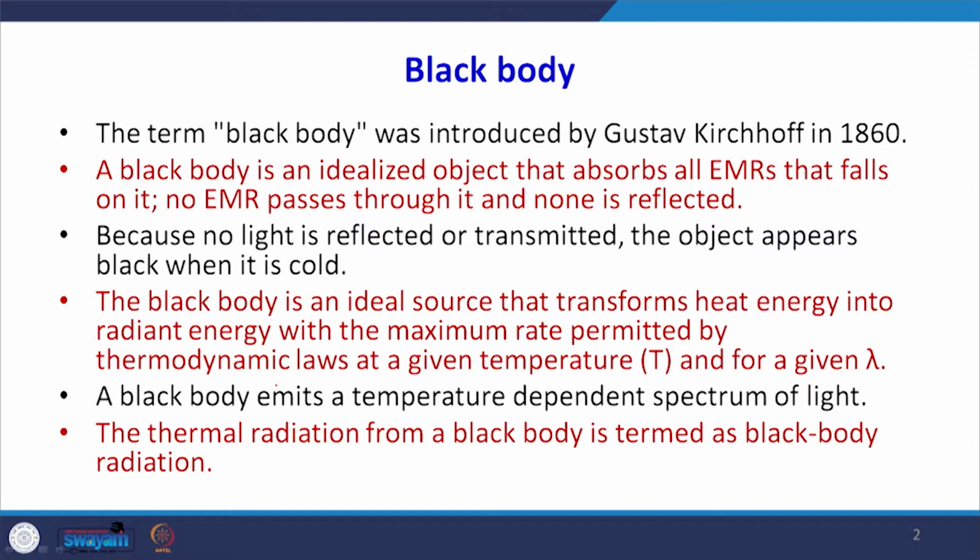You must have heard this term black body in physics. This black body term was introduced by Kirchhoff in 1860. We consider that it is an ideal body which can absorb all the electromagnetic radiation that falls on it. So, in the previous lecture we were discussing the absorption phenomena. So, here is the black body, which can absorb all the electromagnetic radiation falling onto its surface, and no electromagnetic radiation passes through it and none is reflected back.